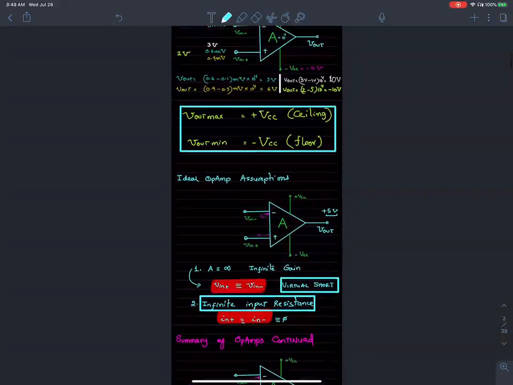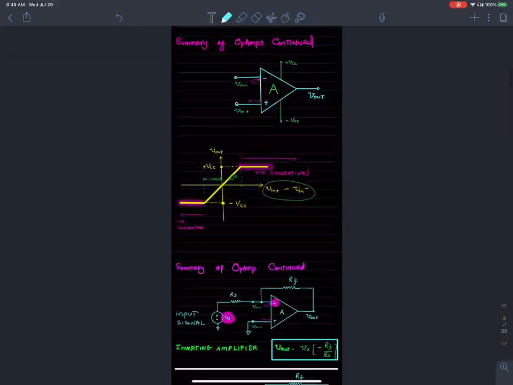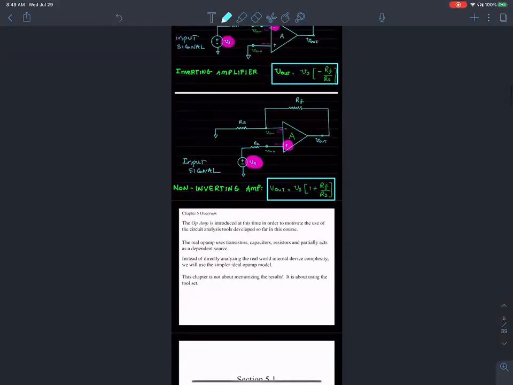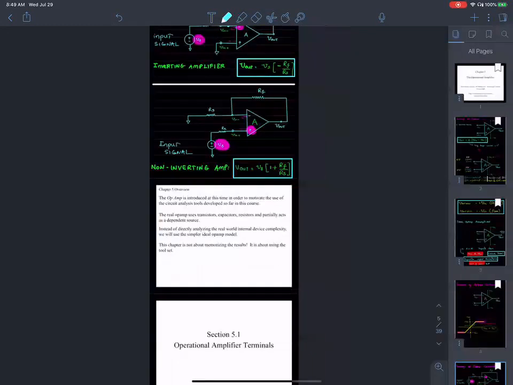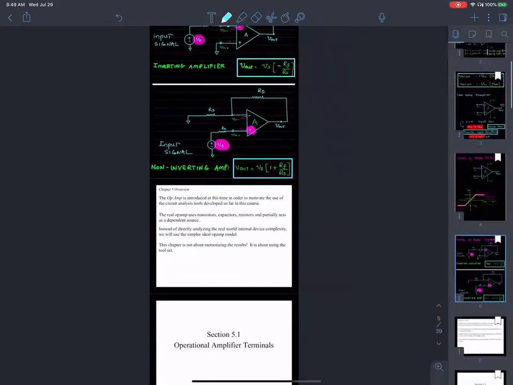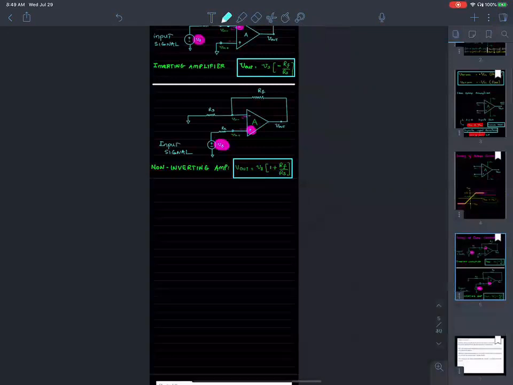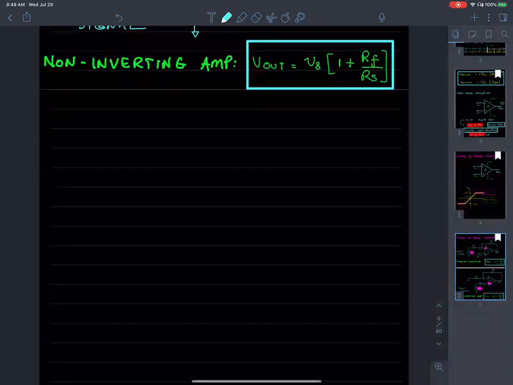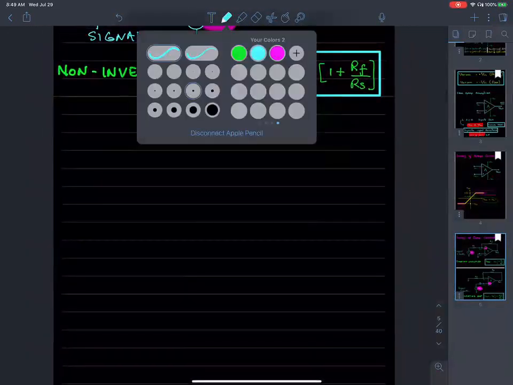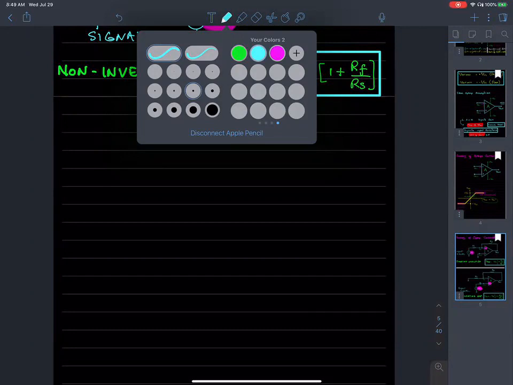We are summarizing the behavior and the characteristics of an op-amp and also the applications of an op-amp. So far, we looked at two of these amplifier configurations, right? A non-inverting amplifier and an inverting amplifier. Let's see if we can take this a little further. Summary of op-amp continued.